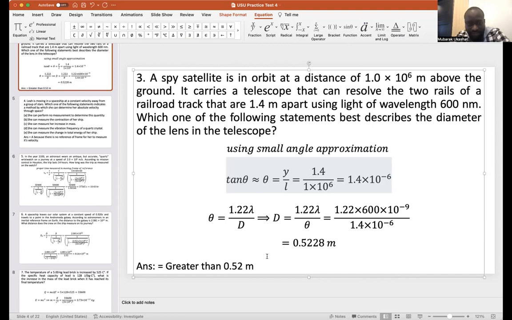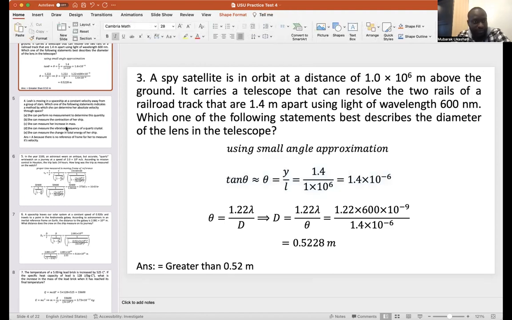So this is how you get the d, the diameter of the lens of the telescope. So it's 5.5228, so it's greater than 0.52. That's the correct answer in terms of the options that were given.